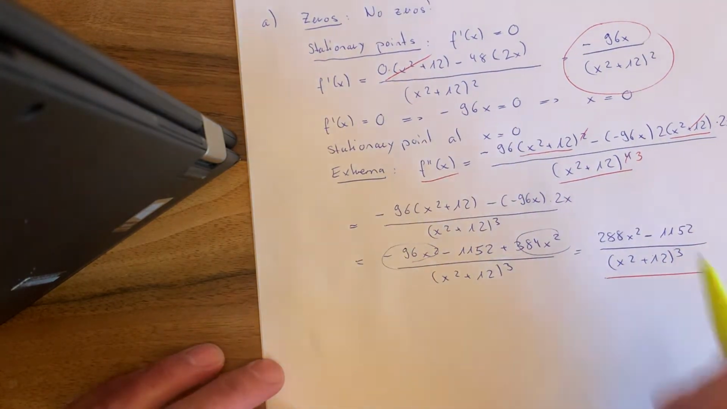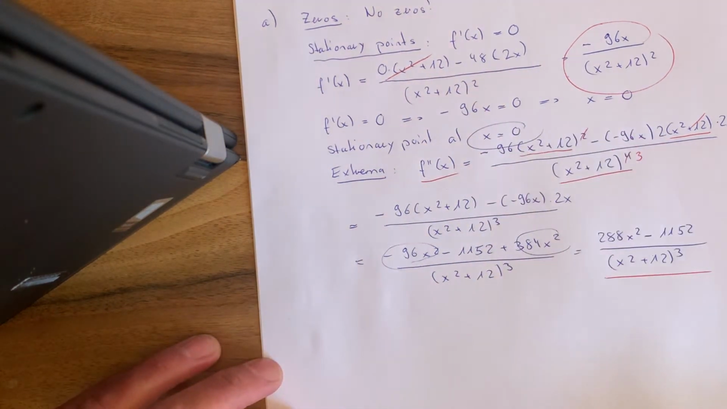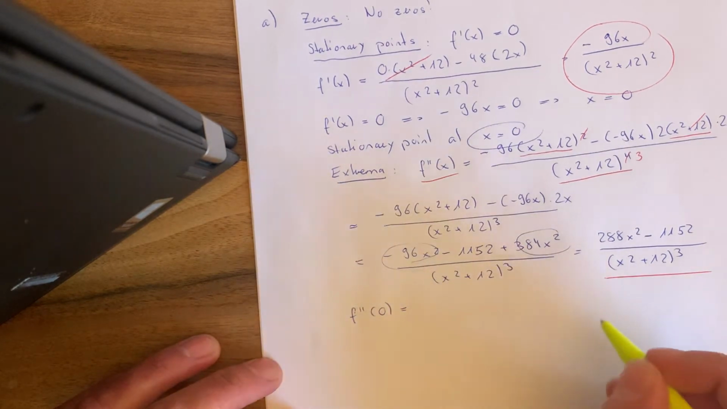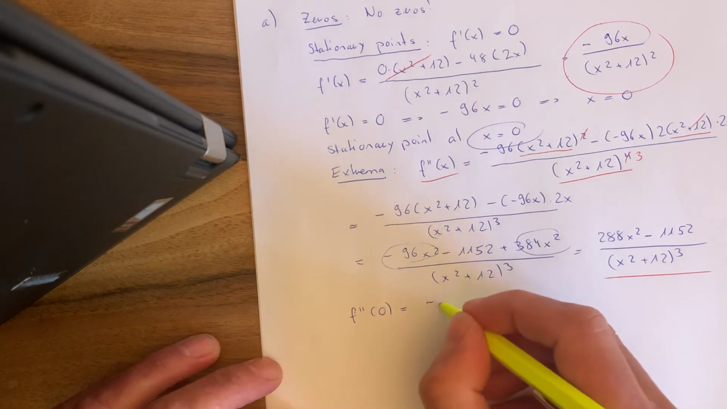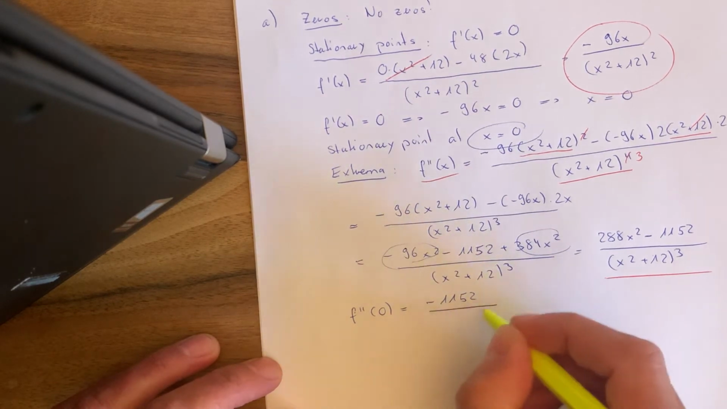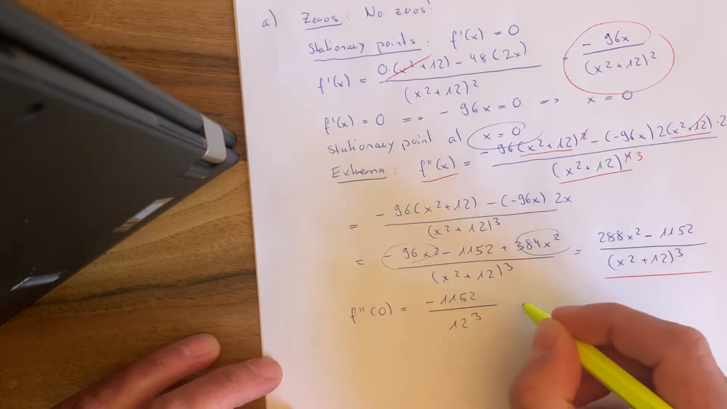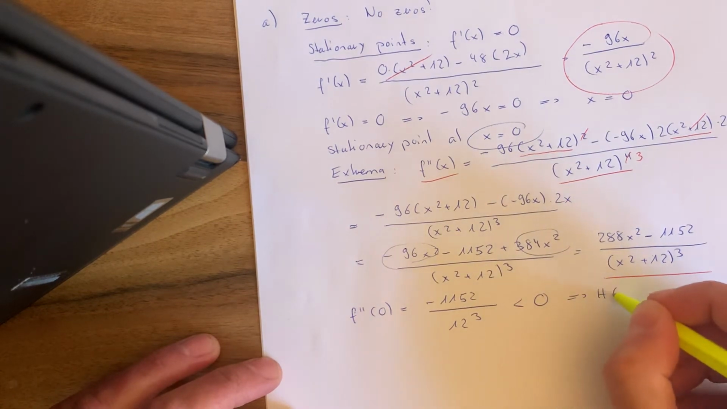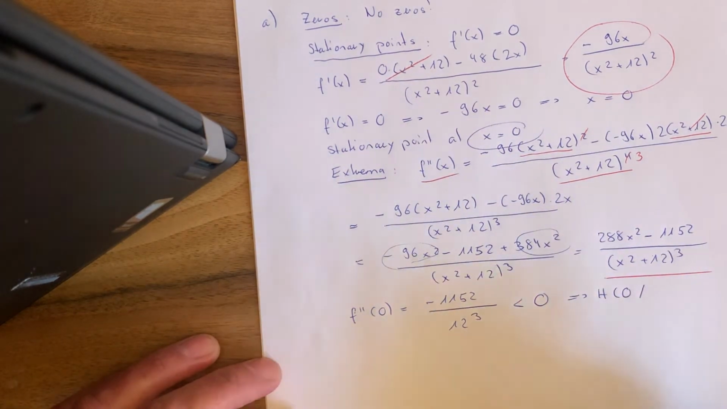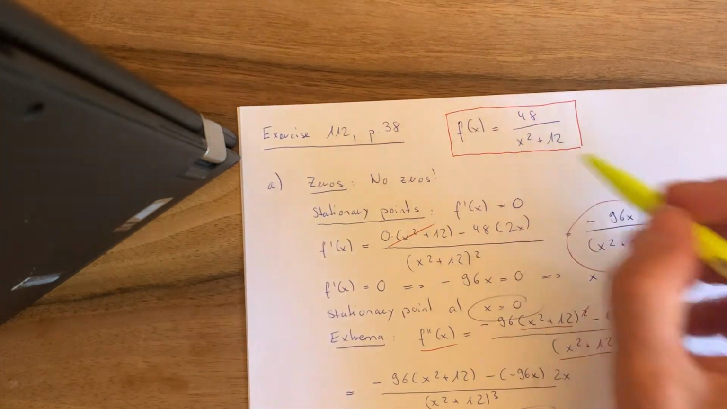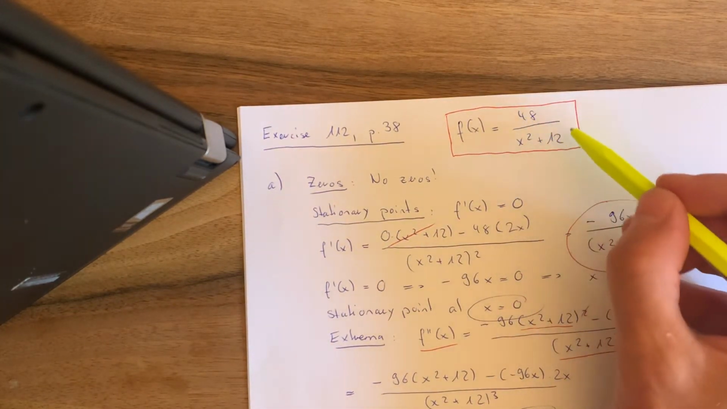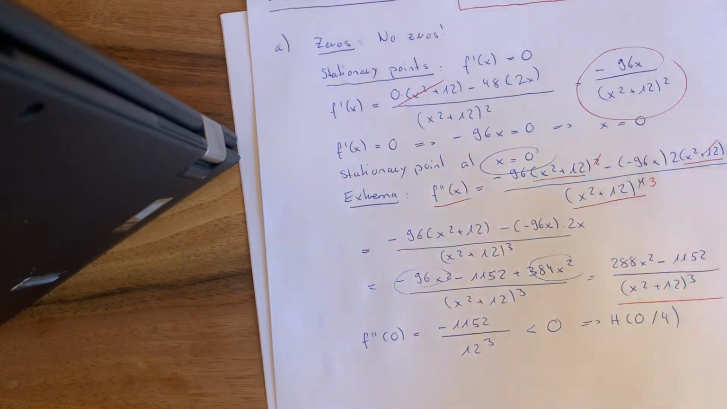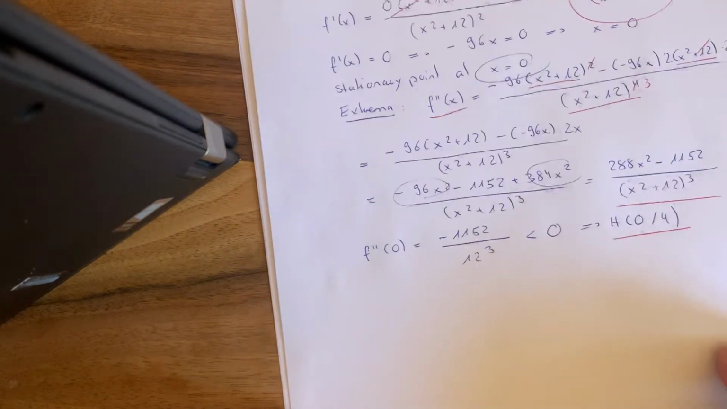So now let's see. We have found our stationary point here at x equals 0. So we plug that one into the second derivative. Well, then we get minus 1152 divided by 12 to the power of 3. This is, of course, negative. So we have a Hochpunkt, a high point, with x-coordinate 0 and the y-coordinate, well, just plug 0 into the very function equation from the beginning, leading to 48 divided by 12, which is just 4. So we have found a Hochpunkt with coordinates 0, 4.